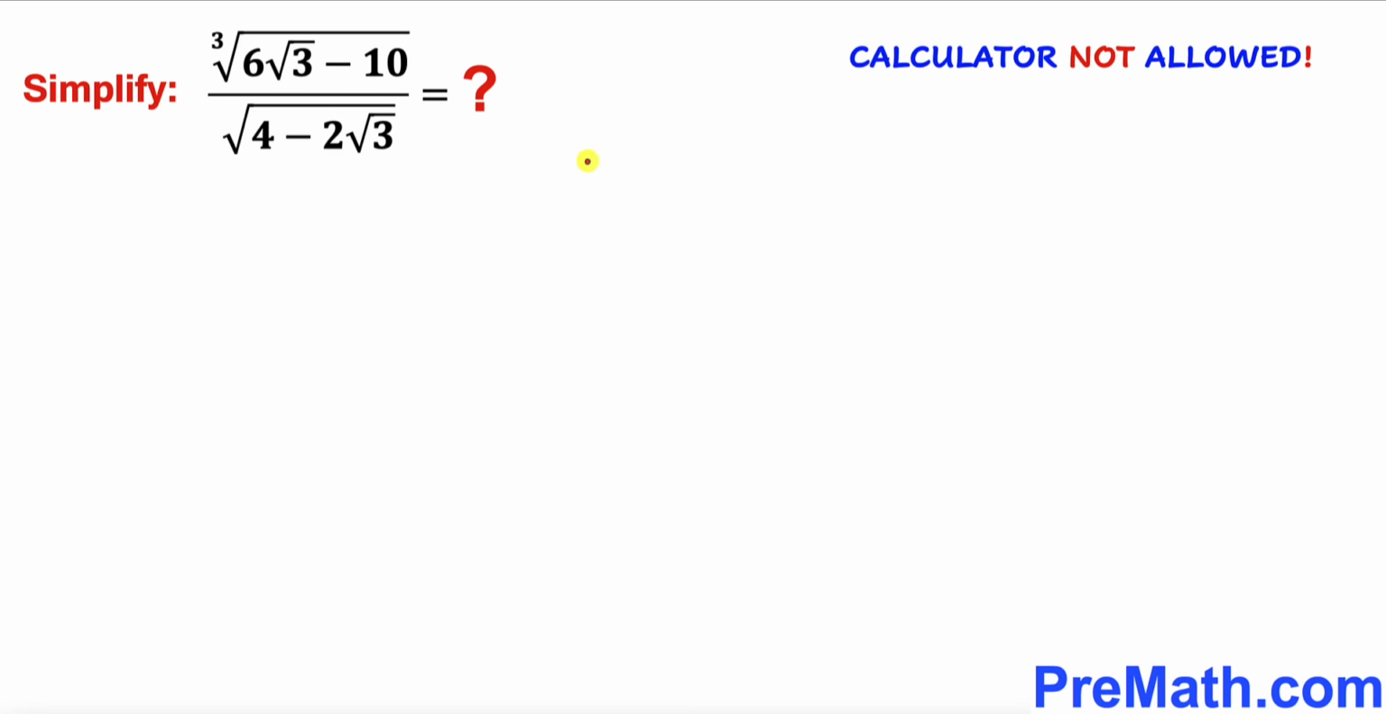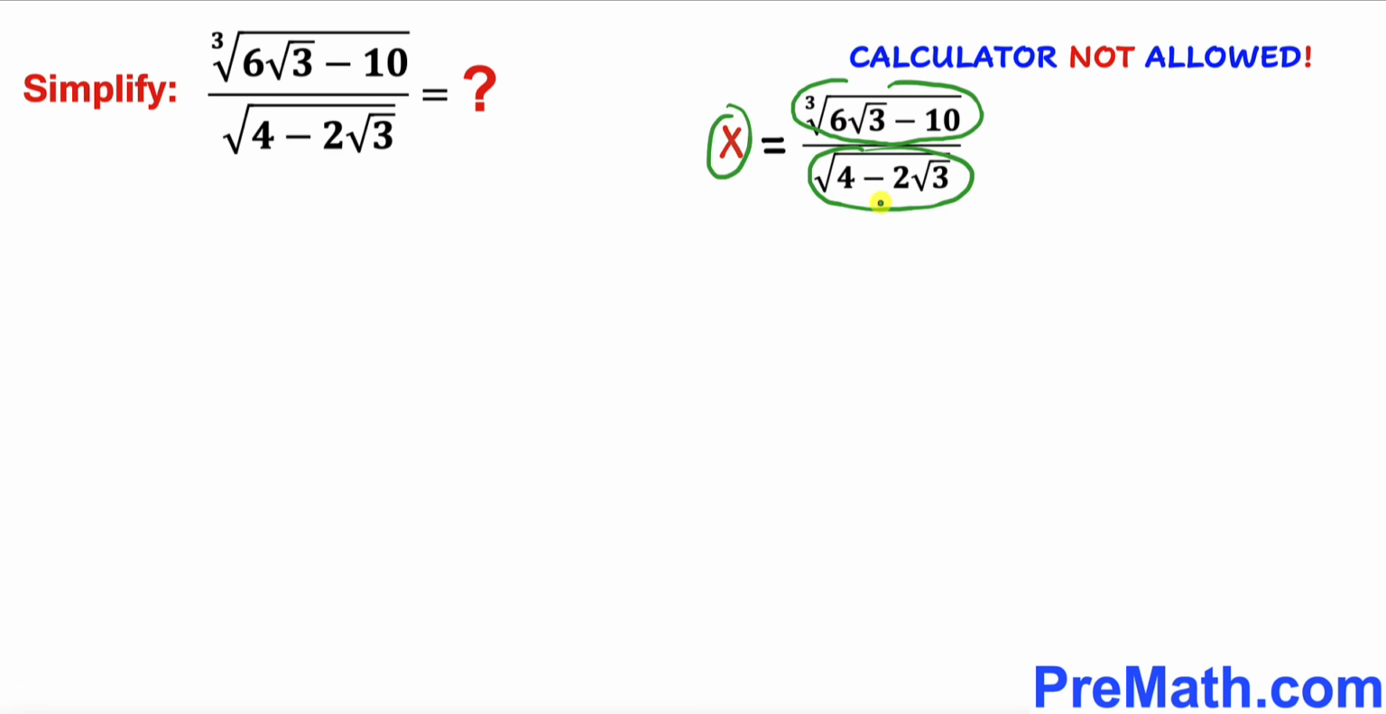Let's go ahead and get started, and let's focus once again on this given rational expression. And since this expression involves this cube root and the square root at the very same time, I am going to label this whole thing as x. In other words, we can do the substitution: x equals the cube root of 6 square root of 3 minus 10, all over square root of 4 minus 2 times square root of 3. And now our task is to find the value of x.